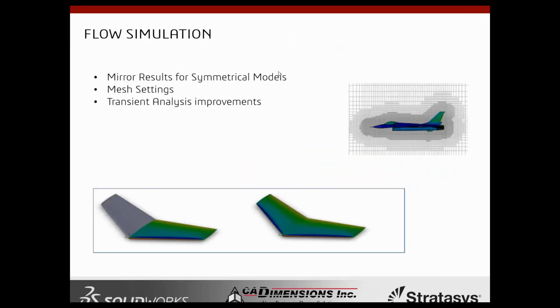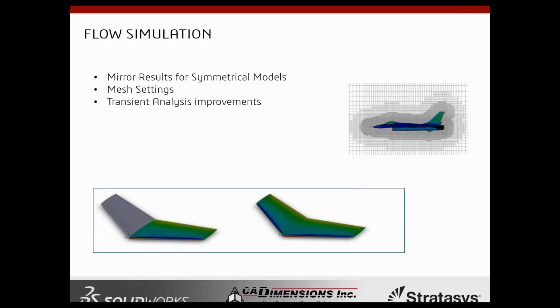To start off, flow simulation, we have three very good and very important enhancements this year. The first one is mirror results for symmetrical models. The second one, mesh settings, which is where I'm probably going to spend the majority of our time for flow simulation enhancements today, just because during the rollouts I kind of presented it. There's a new mesh settings, but I didn't really dive too much into it because we didn't really get that information just yet. But now we have more information on how the new mesh is set up, so I'll share that with you today. And then we will close the flow simulation enhancement with the transient and analysis improvements.